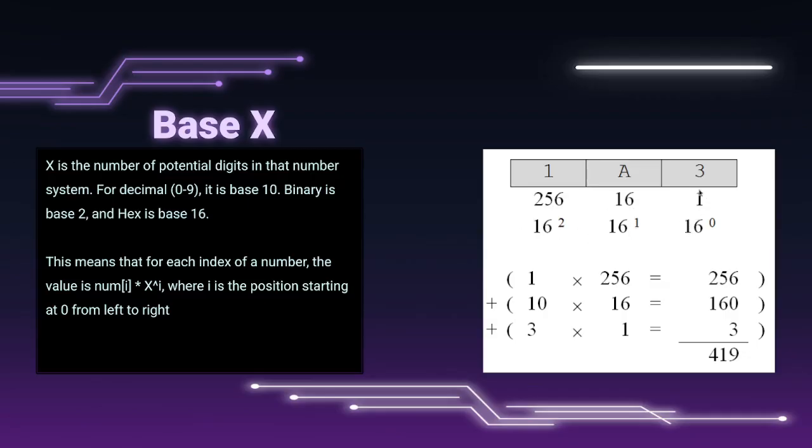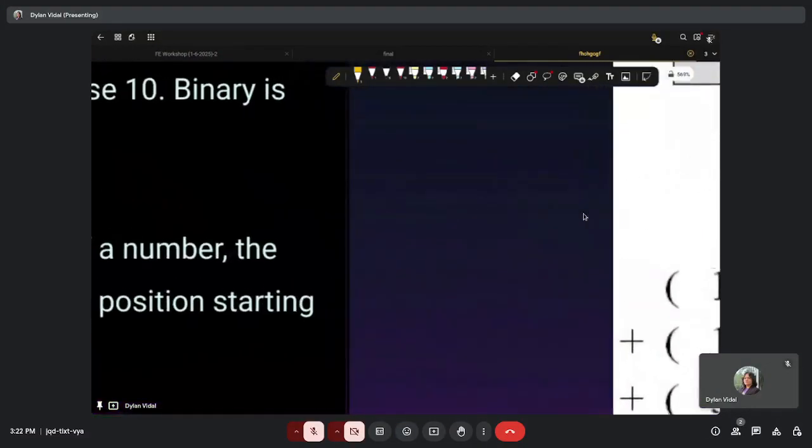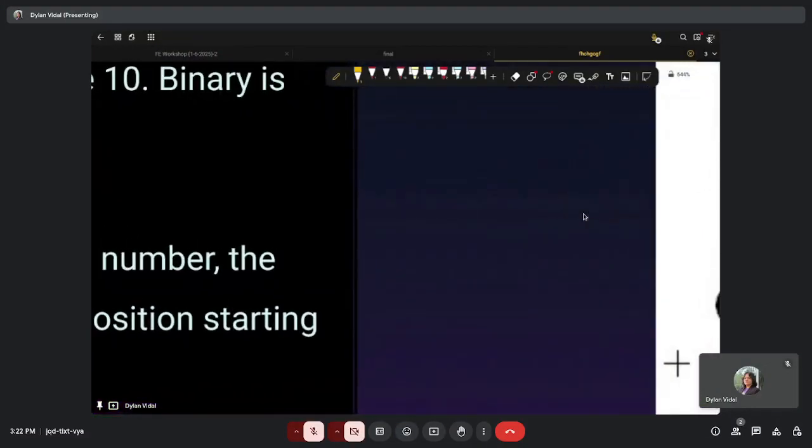So that's kind of how you can think of bases in any arbitrary way, as base X. So imagine if this were, let me see if I can go here, if this were base 7, we could do, let's see, 5, 3, 1. Base 7. To get the decimal value of base 5, that's going to be 5 times what?